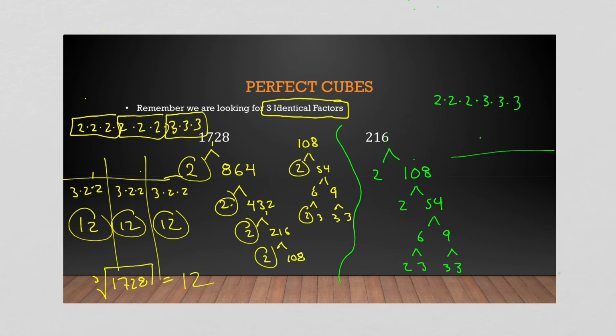Again, you're looking for 3 groups with the same factors in them. I have 3 2s, so I'll put a 2 in each group, and I'll put a 3 in each group. Now you have 6, 6, and 6, which means the cube root of 216 is 6. So you're looking for 3 identical factors.